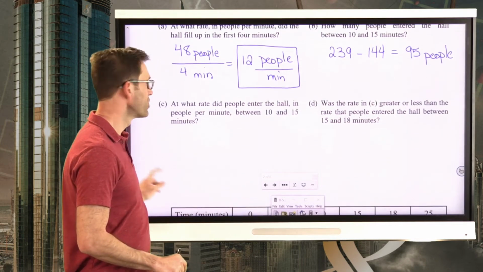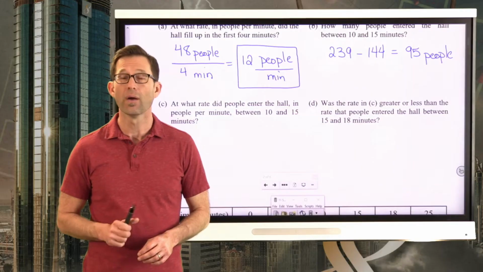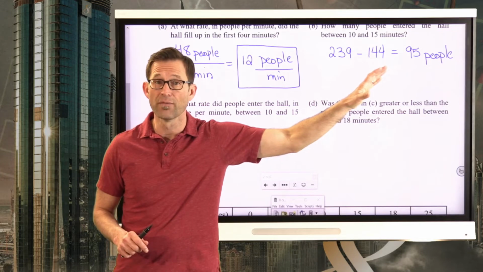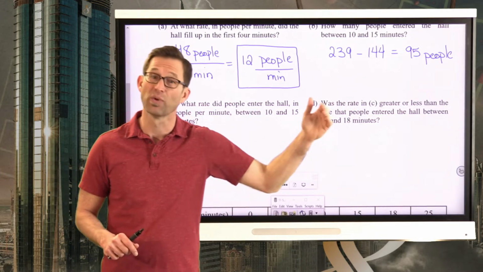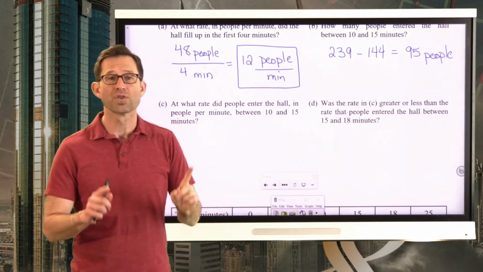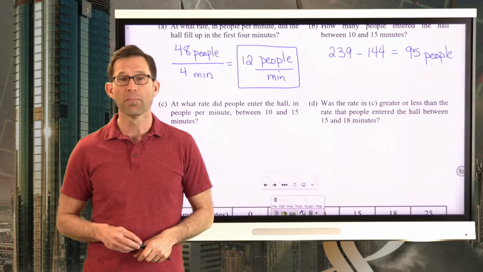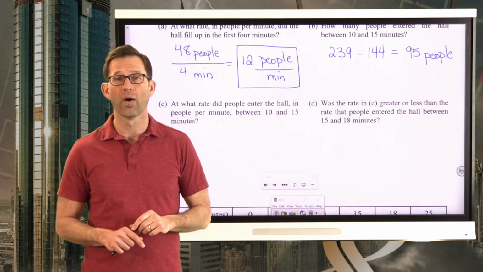Now let's take a look at letter C. At what rate did people enter the hall in people per minute, just like letter A, between 10 and 15 minutes? All right, well, we know that 95 people entered the hall between 10 and 15 minutes. We also know that 5 minutes elapsed between 10 and 15 minutes. So see if you can use those to figure out at what rate people entered the hall from 10 to 15 minutes. Pause the video now and try to figure that out.